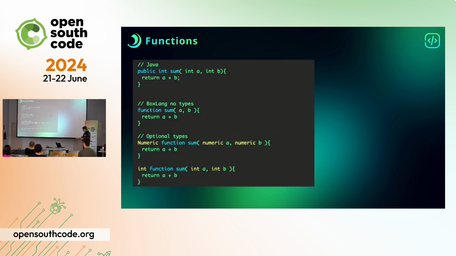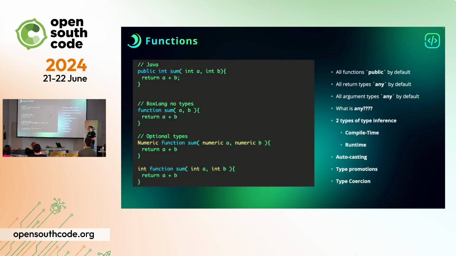All right, functions. We've also added a lot of different things for functions. First of all, functions are public by default. You can see here, here's a Java example, public int sum. In BoxLang, I just say function and give it a name. All the return types are any by default. We'll figure out what you meant when you return the value at runtime. All the arguments don't have types if you don't want to.